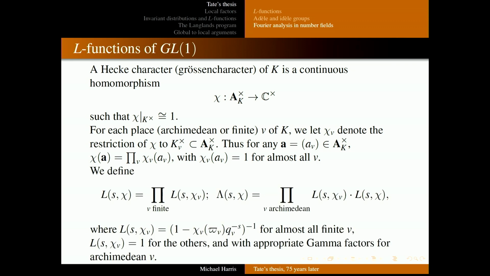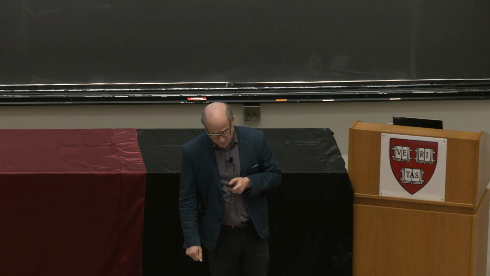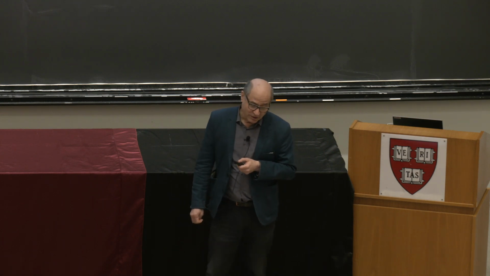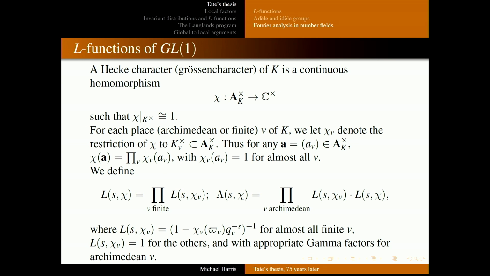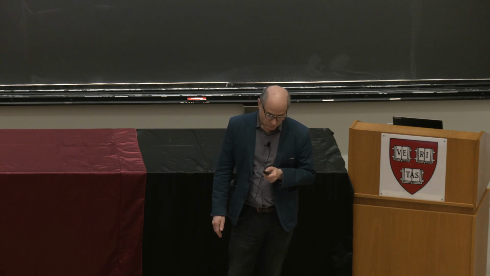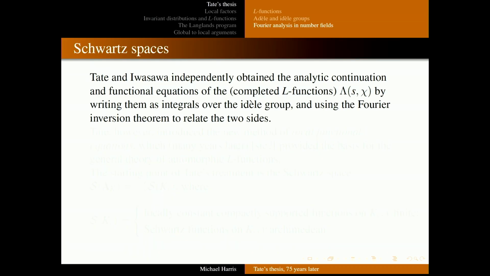And then we can define the Hecke L function, L series. There are people who do not make the distinction between the L and the lambda, but I will do that. So L is the product of the local factors, 1 minus the character at the uniformizer times Q to the minus S, inverse, for almost all finite V, 1 for the others, and then with appropriate gamma factors from the two options that I indicated previously. All right, so then you have that.